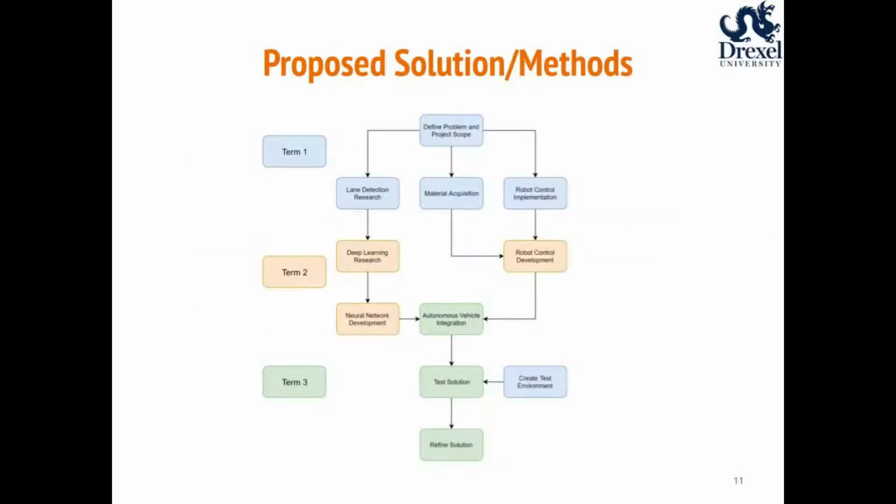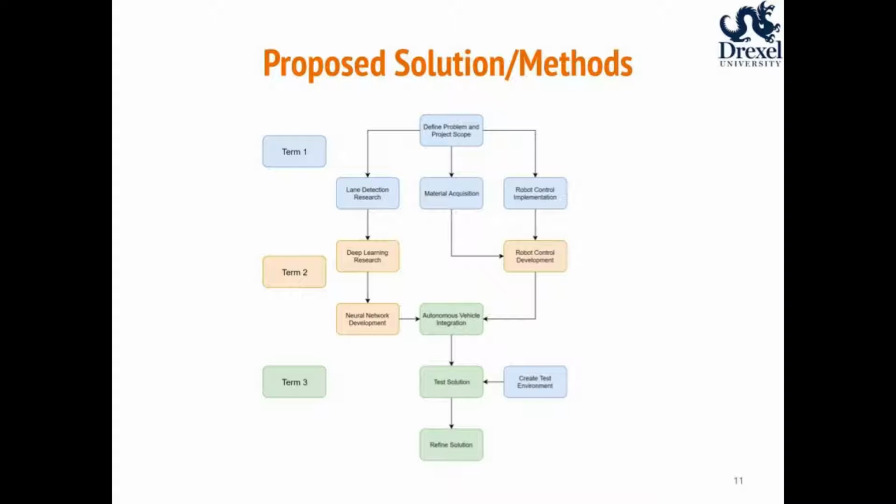This slide represents our proposed solution and methods. As you can see from the diagram, this is the exact same one that we presented in the fall term at our proposal. If you could recall, the diagram is split into 3 parts, each corresponding to a term for what we hope to accomplish each term. Just to reiterate, in the first term we hope to define the problem and project scope and then go into lane detection research and robot control implementation. The team itself divided into 2 separate teams to work on these issues, and along the line we would do material acquisition to suit our needs and to buy whatever we needed to continue our work. We also began creating our test environment as well.